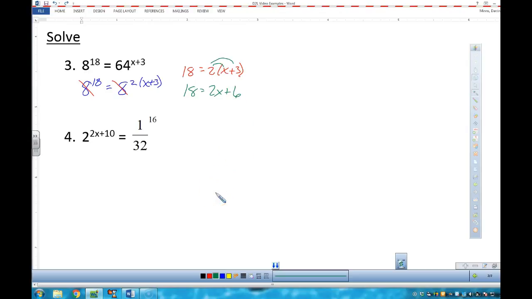Here we've got a basic two-step equation, so let's do it. First step is to subtract 6 from both sides. When I subtract 6, I have 12 equals 2x. Easy finish here. Divide both sides by 2. X equals 6. Final answer.